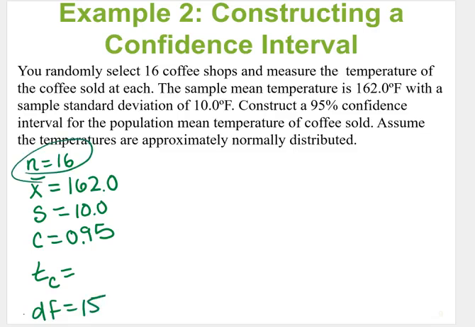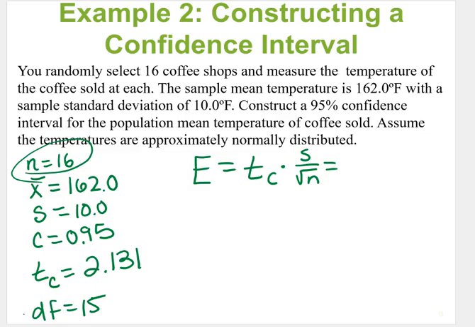So 15, and then I go over to 95%, and where that row and that column cross is 2.131. So there is your critical value for this problem. So my margin of error is going to be that critical value from the T times S over the square root of N. So notice how similar that was to what we did before when we did the Z's.